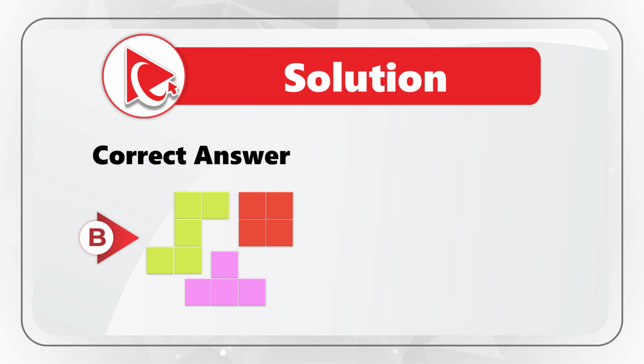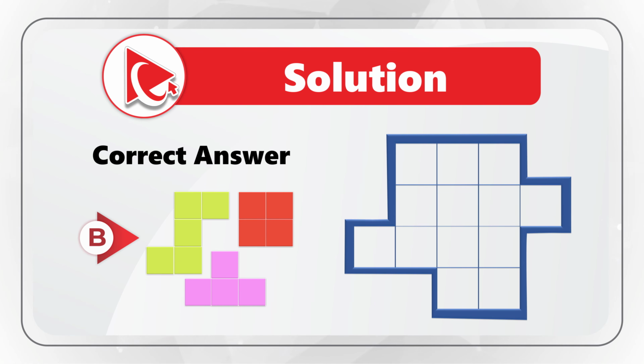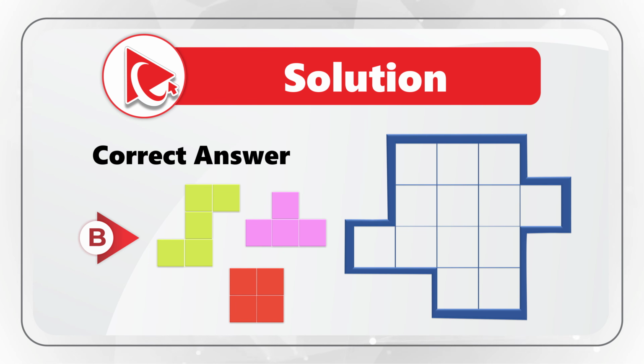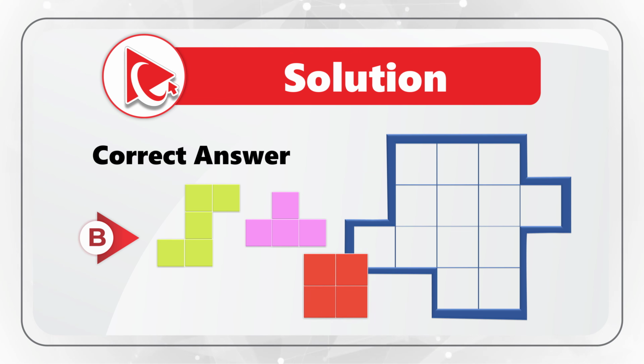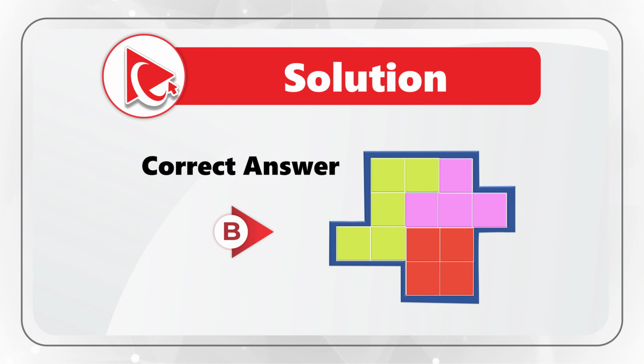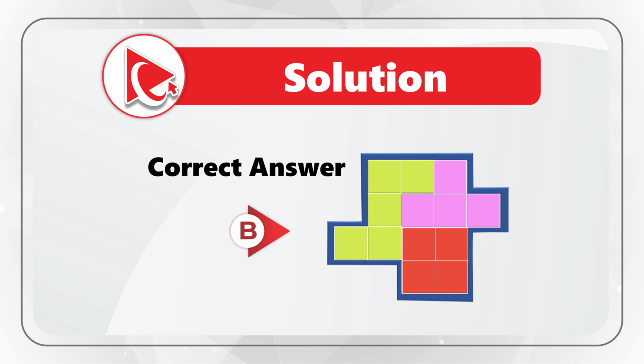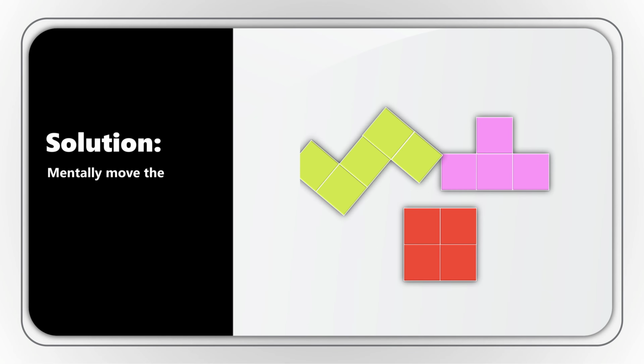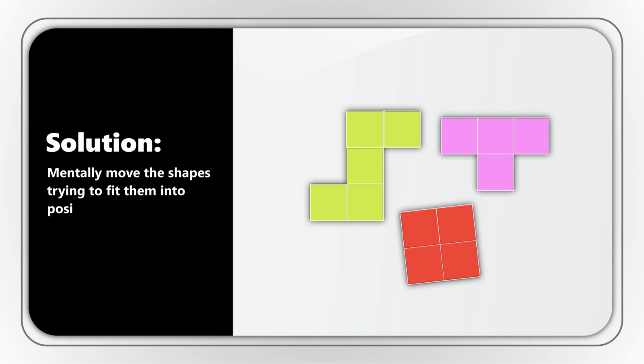I believe the correct answer here is choice B, and let me explain why. If we rearrange shapes in the answer and try to fit them in one by one, we get a perfect fit. Let's fit the first shape, second shape, and then the third shape. Do you see how it fits perfectly? Obviously, the trick is to mentally move the shapes, trying to fit them into position until you find the correct answer. And it's hard to do it during the test.